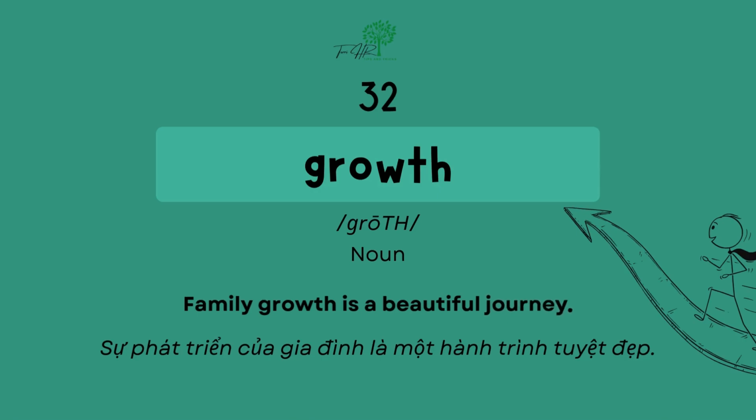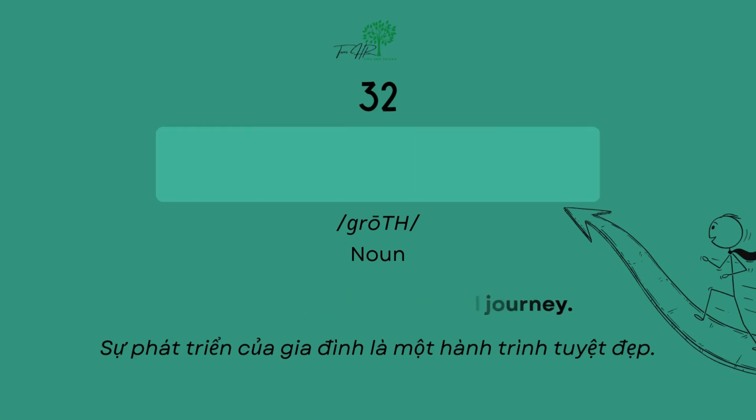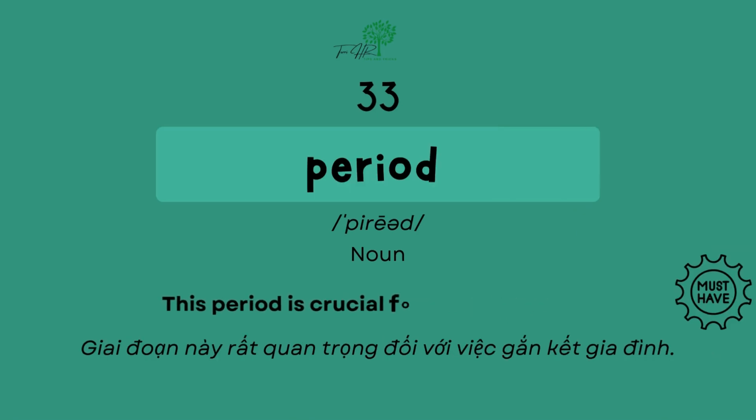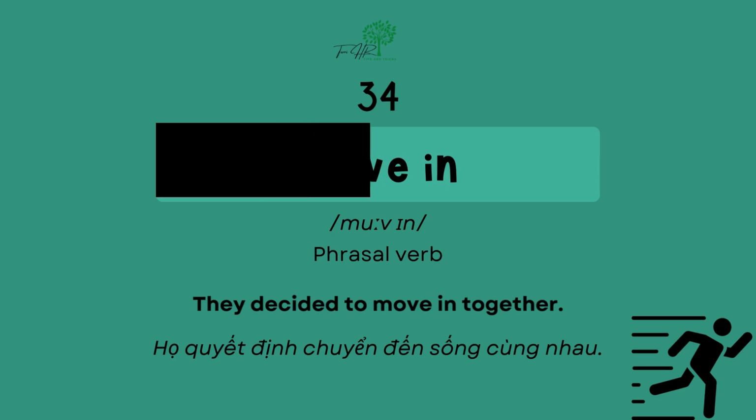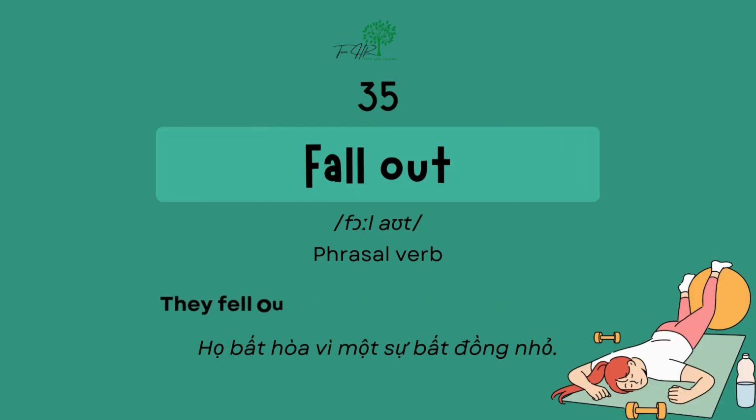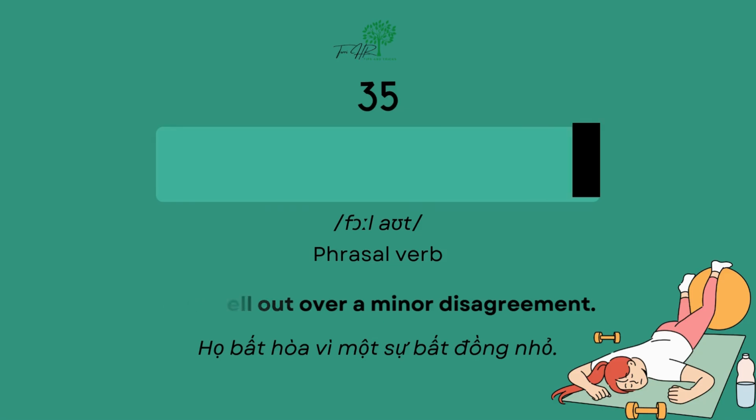32. Growth. Family growth is a beautiful journey. 33. Period. This period is crucial for family bonding. 34. Move in. They decided to move in together. 35. Fall out. They fell out over a minor disagreement.